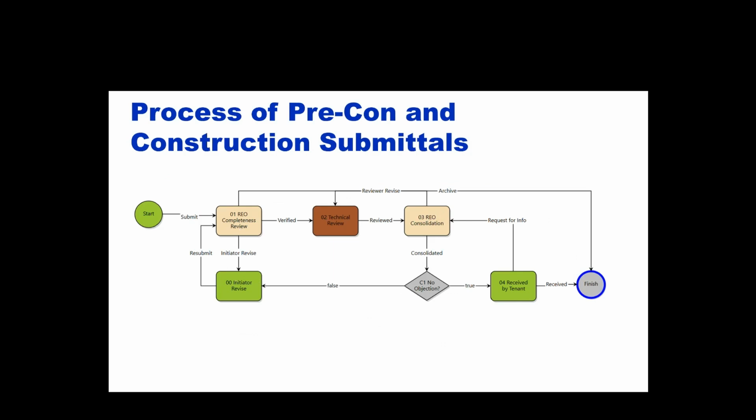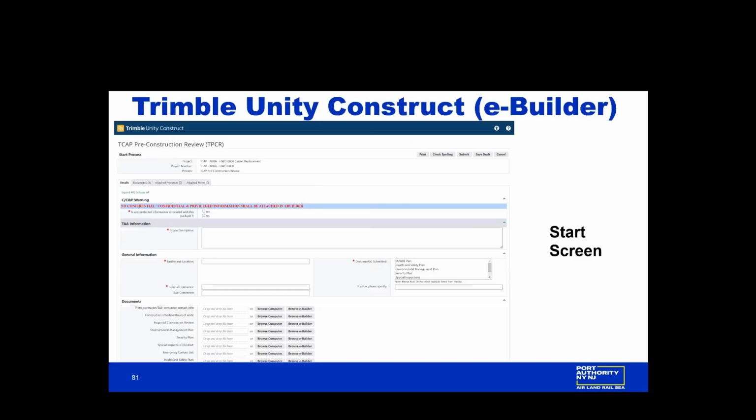And I'm just going to navigate quickly through these. When you start a process for the pre-construction review, this is the start screen. This is what you get. You see that you have your project number, what kind of process you started.